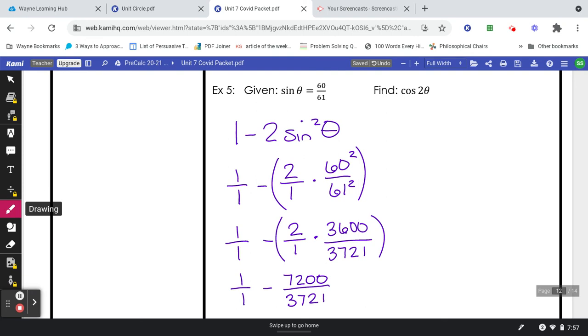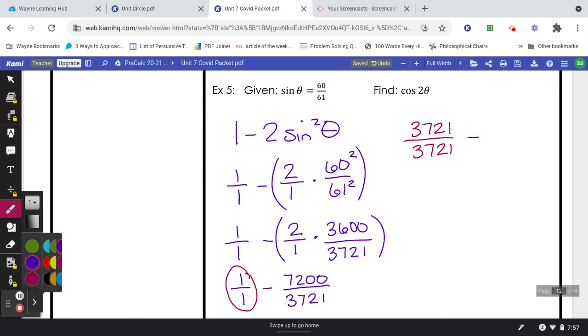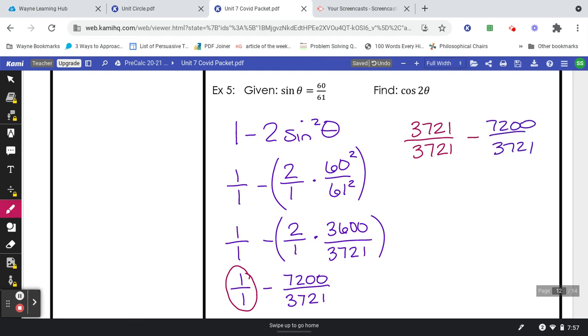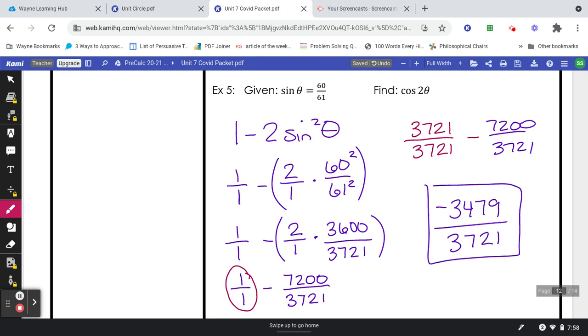All right, now it's time to subtract. So let's get our common denominator there. So I need a denominator of 3721, so I'll turn these both into 3721. And then I can bring over my 7,200. So once I get those common denominators, I've turned 1 into 3721 over 3721. We can subtract. We get negative 3479 over 3721.